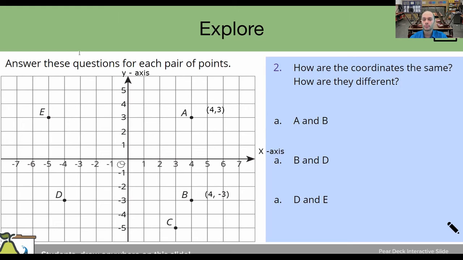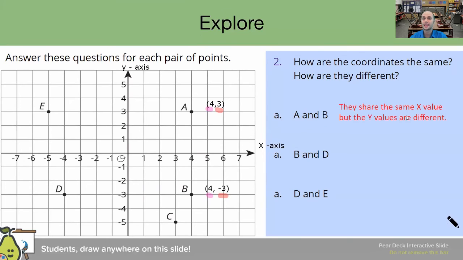All right, welcome back. If you said they both have a 4 for the x value of the coordinate, then you are correct. And if you said they both have different y values, then you are correct. This one is 3, this one is negative 3. Those are different. So an acceptable answer here is they share the same x values, but their y values are different. Please pause the video and let me know, is there anything else that they have in common?